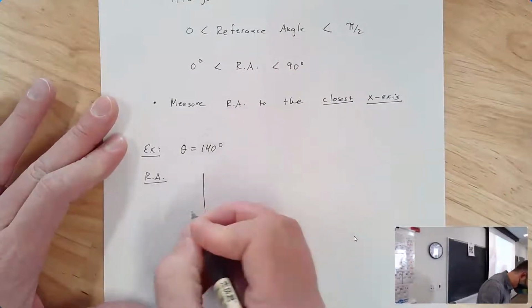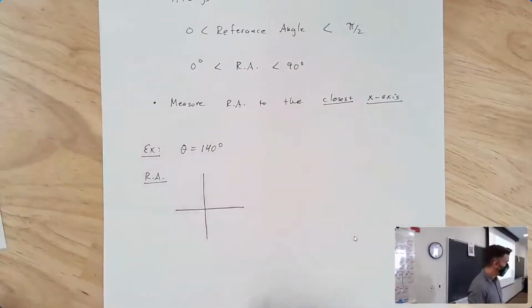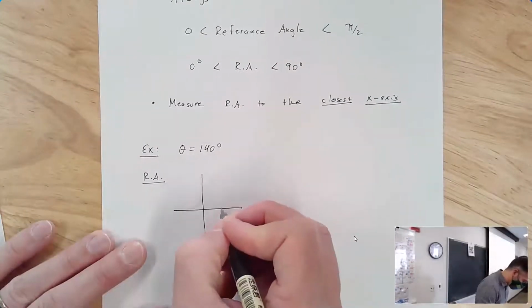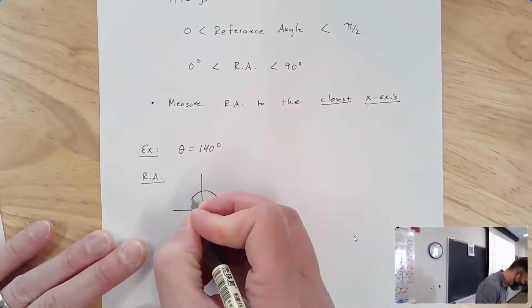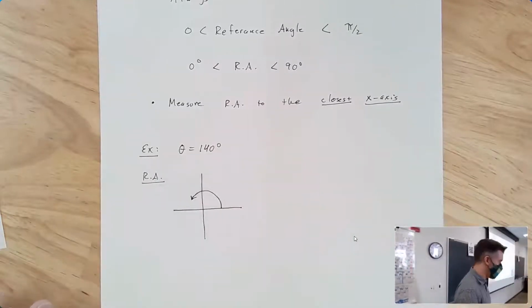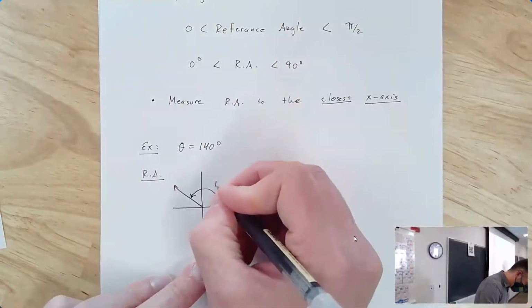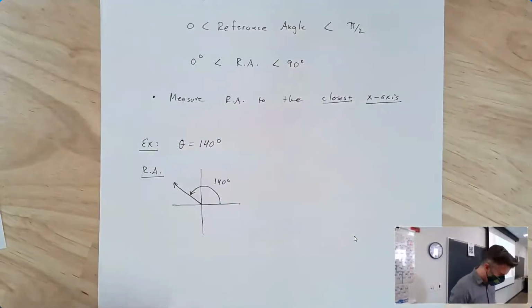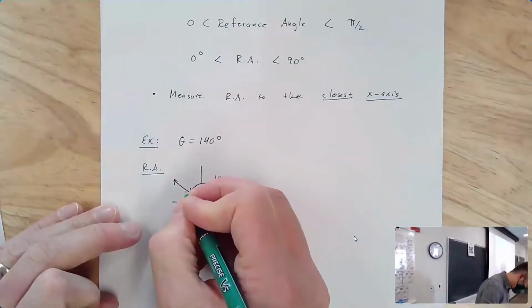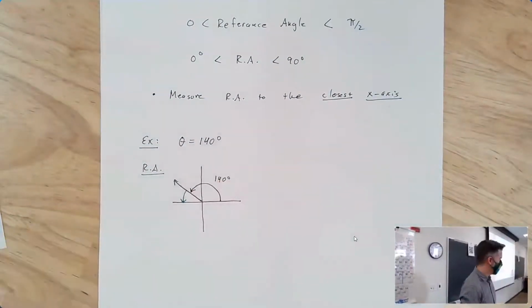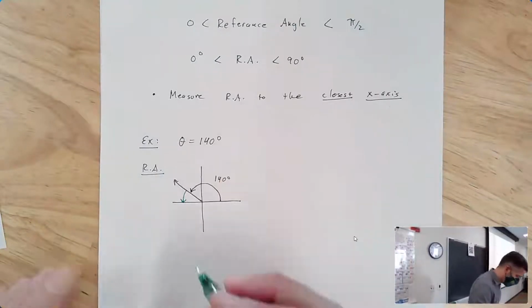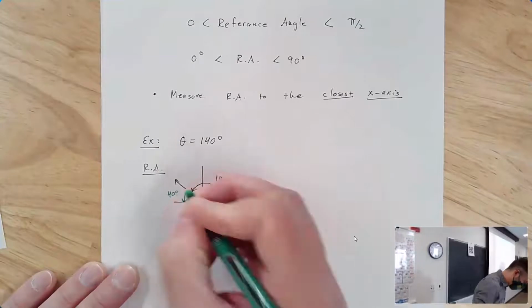So I'm going to draw my angle. I'm starting at the positive x-axis and going 140 degrees, which is maybe about right there. It doesn't have to be perfect. So there's my 140-degree angle. And how much is left to get me to the x-axis? 40 degrees, right? Because we know that half a rotation, halfway around this unit circle, is 180 degrees. The reference angle we can see is 40 degrees.